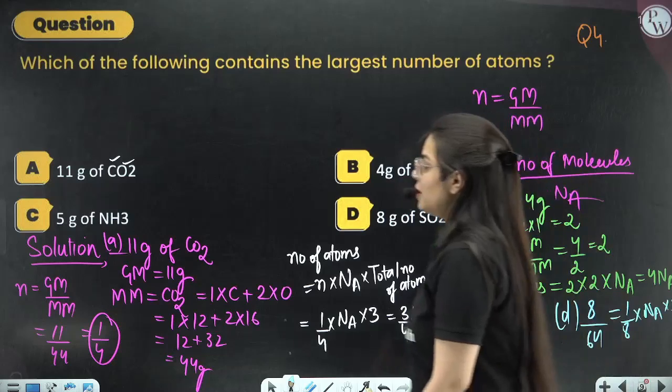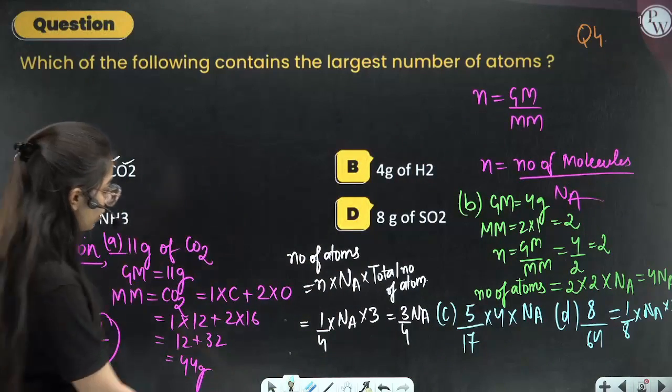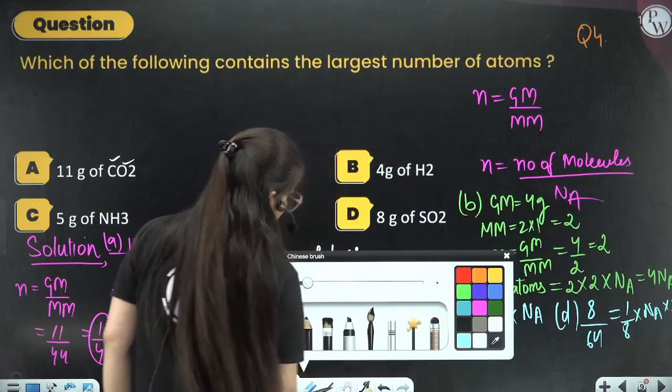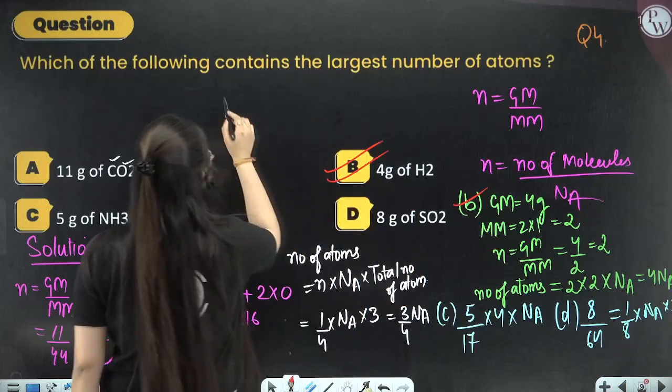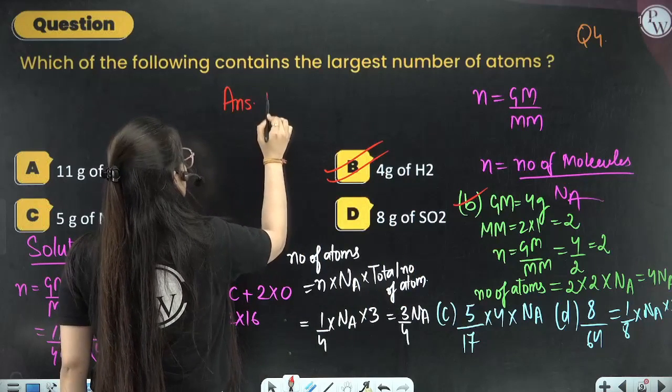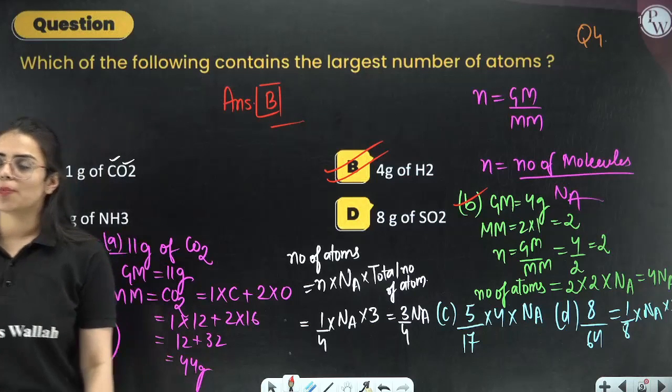So basically if they want you to calculate the largest number, don't write the value of Na, just look over all the options. The total number comes out to be 4Na here, that is option B. So option B is going to be your right answer.